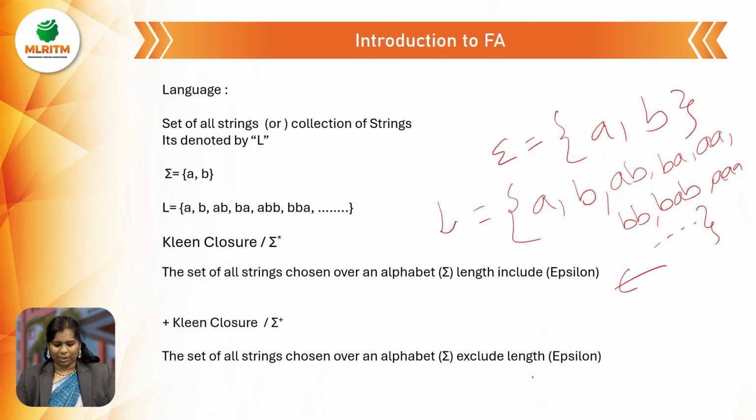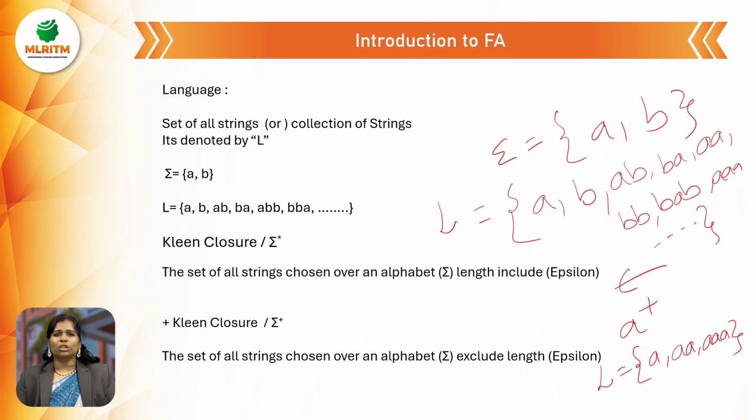Next is the Kleene closure, or Kleene positive. So this is Kleene positive. It will exclude the epsilon length. Suppose we have A plus. A plus, we can write as L is equal to {A, AA, ...}, related to all the A's excluding epsilon. So here, the Kleene closure has to include epsilon.